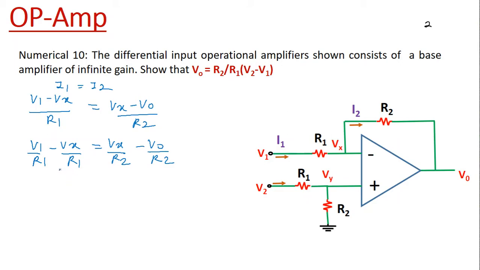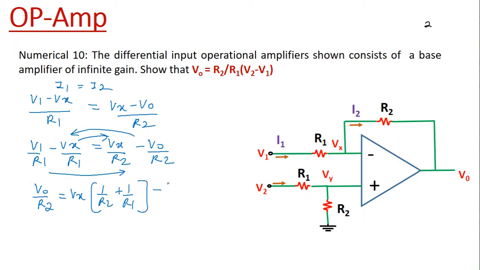Now we shift the VO term to the left hand side and the Vx term and V1 to the right hand side. So we get VO upon R2 is equal to Vx multiplied by (1 upon R2 plus 1 upon R1), then minus V1 upon R1. This is the equation we are getting. Now we put in the Vx value which we already found out.